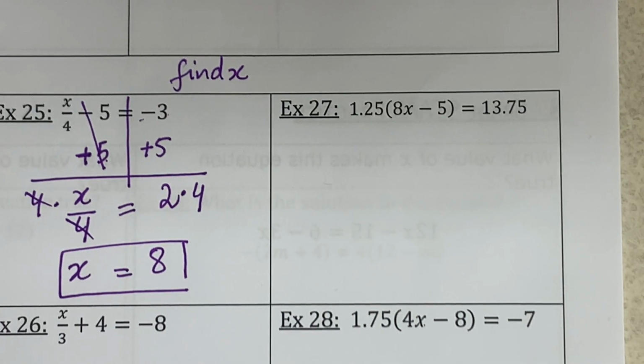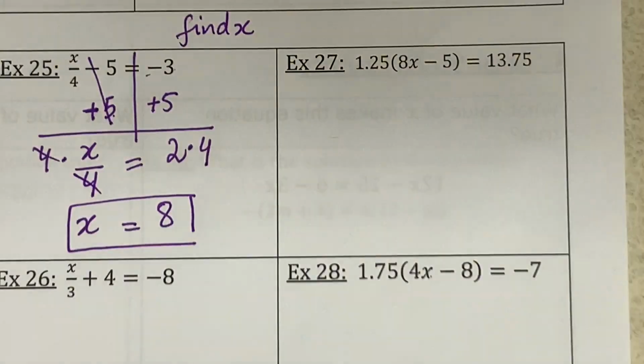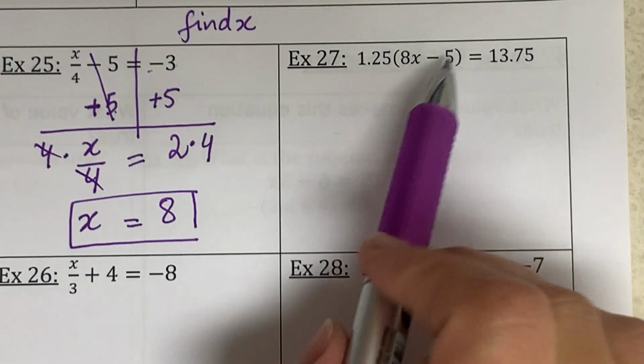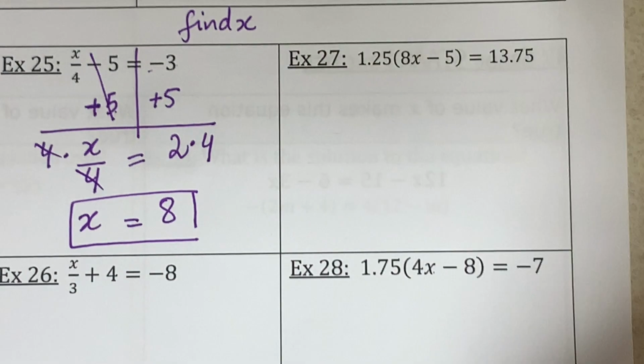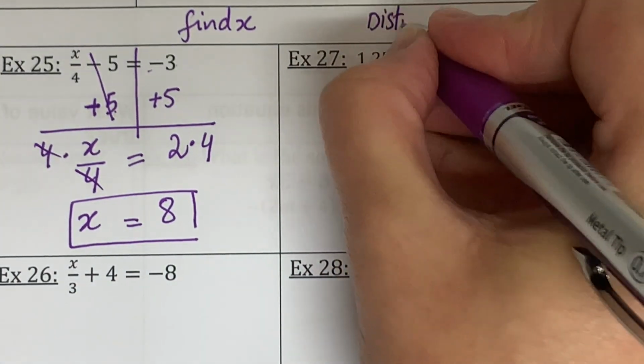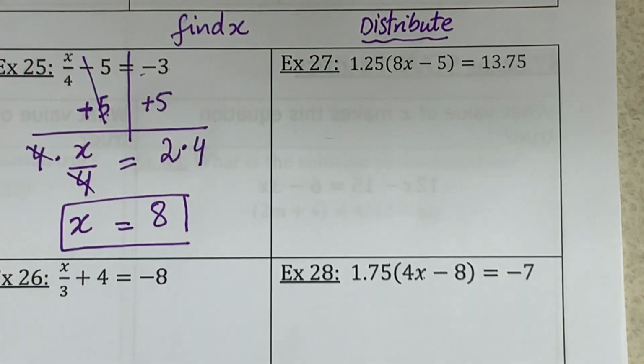Example number 27. There are multiple ways to do example number 27, but I'm gonna use the distribution method because you are used to distribution and I want you to continue using distribution. So the first thing you do is you have a set of parentheses, so you can't really do anything over here. You have to get rid of the parentheses. So step number 1 over here would be distribution. There's no way that you can do something else over here.